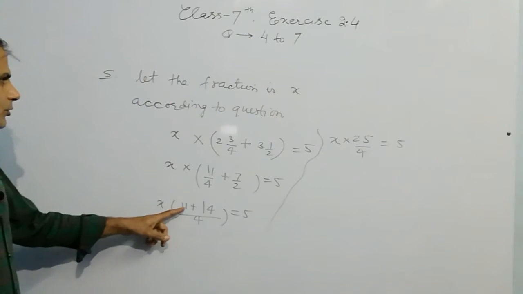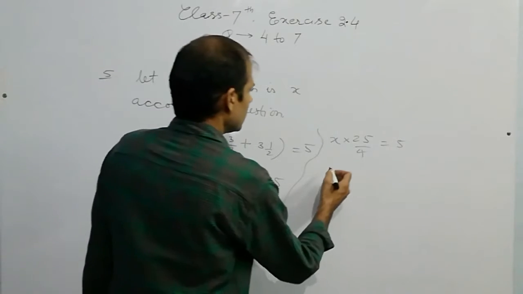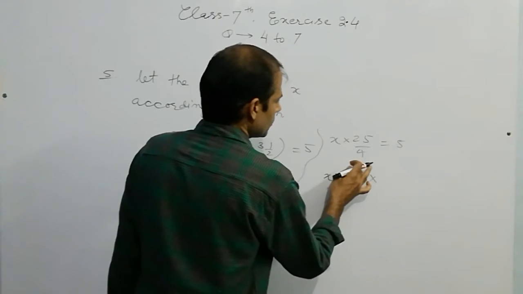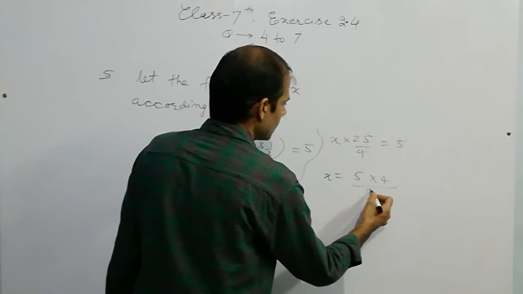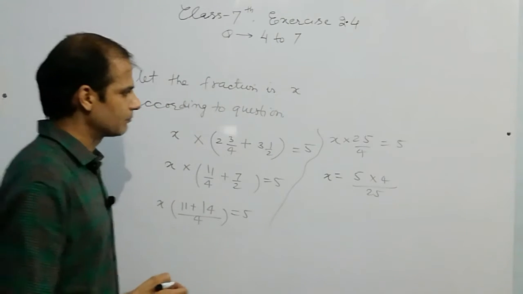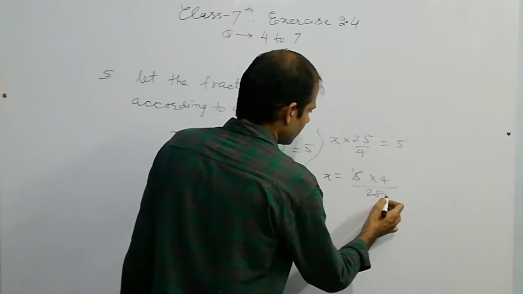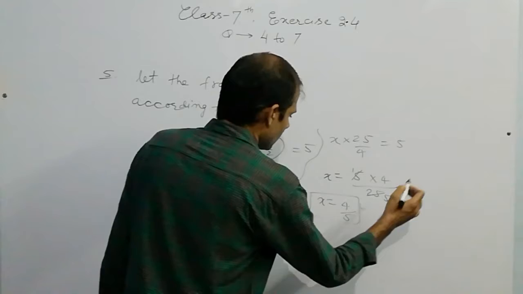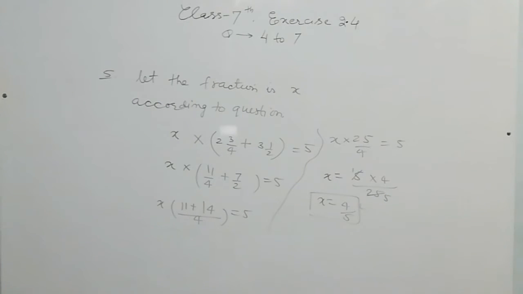x into 25 upon 4 equals 5. Now x equals 5 into, we perform this cross multiplication and 25 will become the denominator on the other side. You can see 5 ones are 5 and 5 fives are 25. So x is 4 upon 5. And this is the answer of question number 5. So let's check the answer. Exercise 2.4, question number 5. The answer is 4 upon 5. Okay students, the answer is correct. Pause the video and note it down.